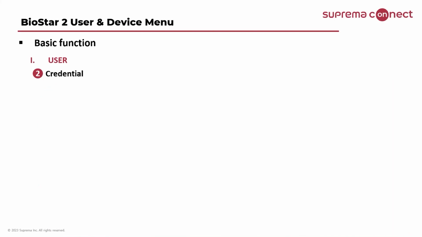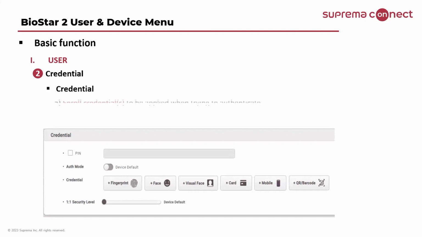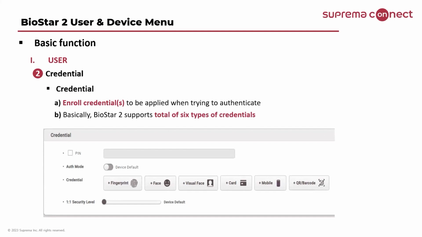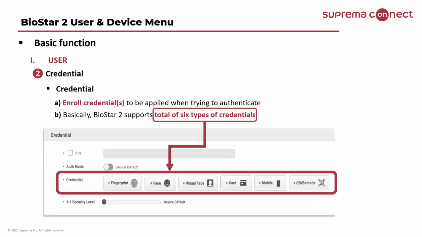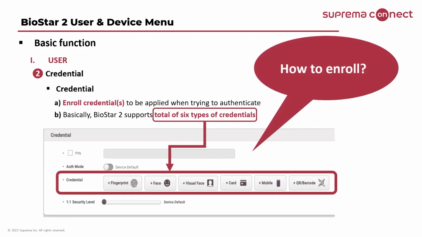On this page, I will introduce credentials and the types of credentials. You can download the credentials to be used by clicking each icon, and BioStar 2 supports a total of 6 types of credentials. And you may wonder how you can download the credentials. So I will introduce it on the next page.